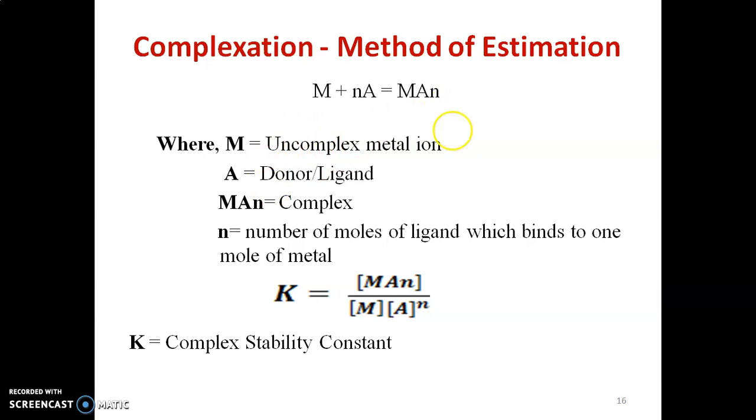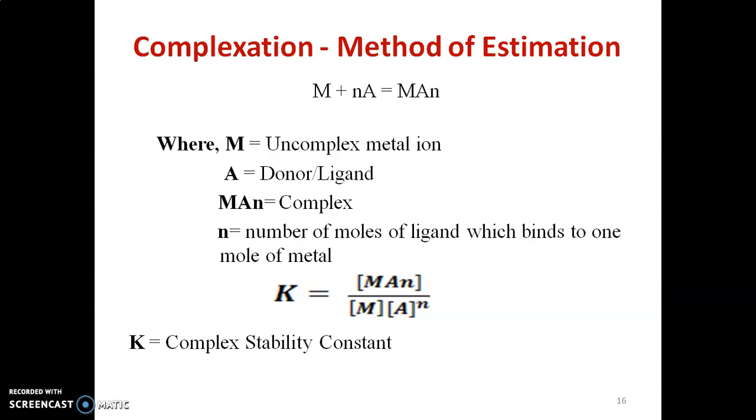Now, if you observe the equation mentioned on this slide, capital M represents the uncomplexed metal ion, A is the donor or ligand used, and MAn represents the formed complex, where n is the number of moles of ligand which binds to 1 mole of metal ion.